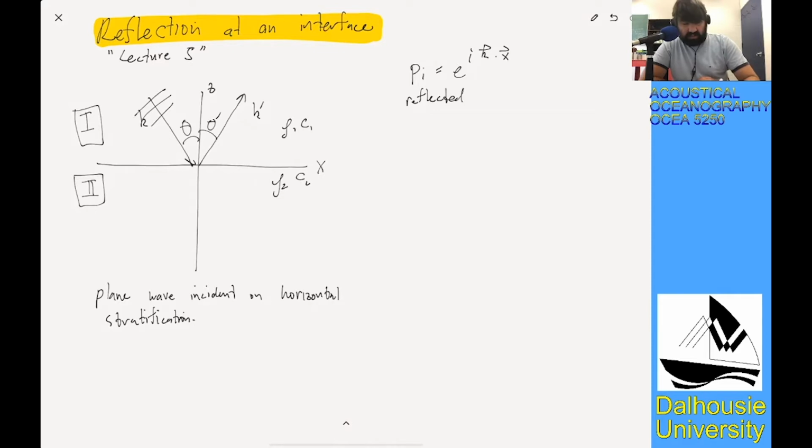Reflected, and this will be incident, I guess. We should write that down. Be specific. PR is going to have some coefficient R out in front, which we're going to call the reflection coefficient at some point, e to the i k prime dot x, okay?